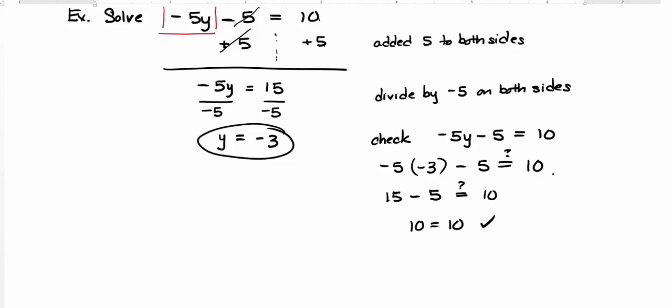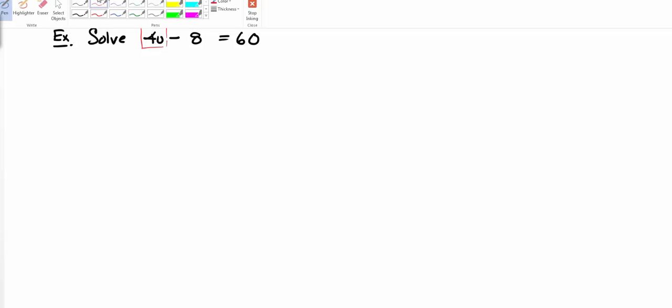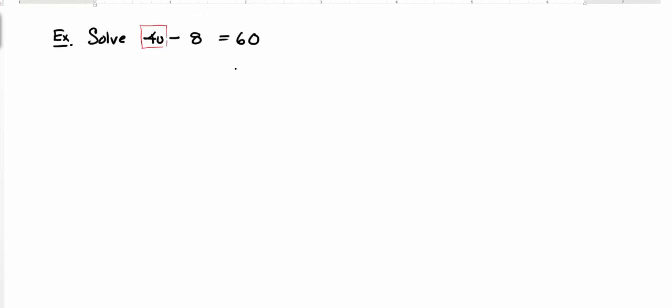Okay, so let's try another one. Solve 4u minus 8 equals 60. I figure out what's the term that has the variable, and I isolate that one first. There's my variable, the 4u. And what am I doing to that 4u? Well, I have minus 8 over here, so I want to get rid of that 8.